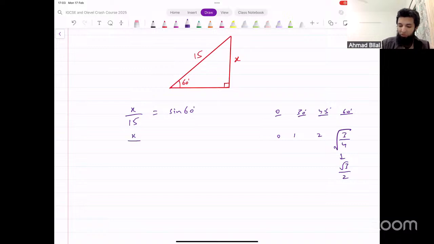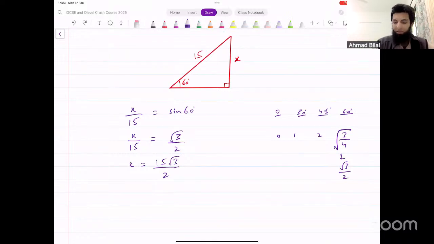So you say x over 15, that should equal square root of 3 over 2. And now x equals 15 square root of 3 over 2. And that's your final answer. You leave it like this. This is the length of this side that we were looking for in exact form. Okay. So that's another thing that you need to know, need to be able to do for IGCSE syllabus.